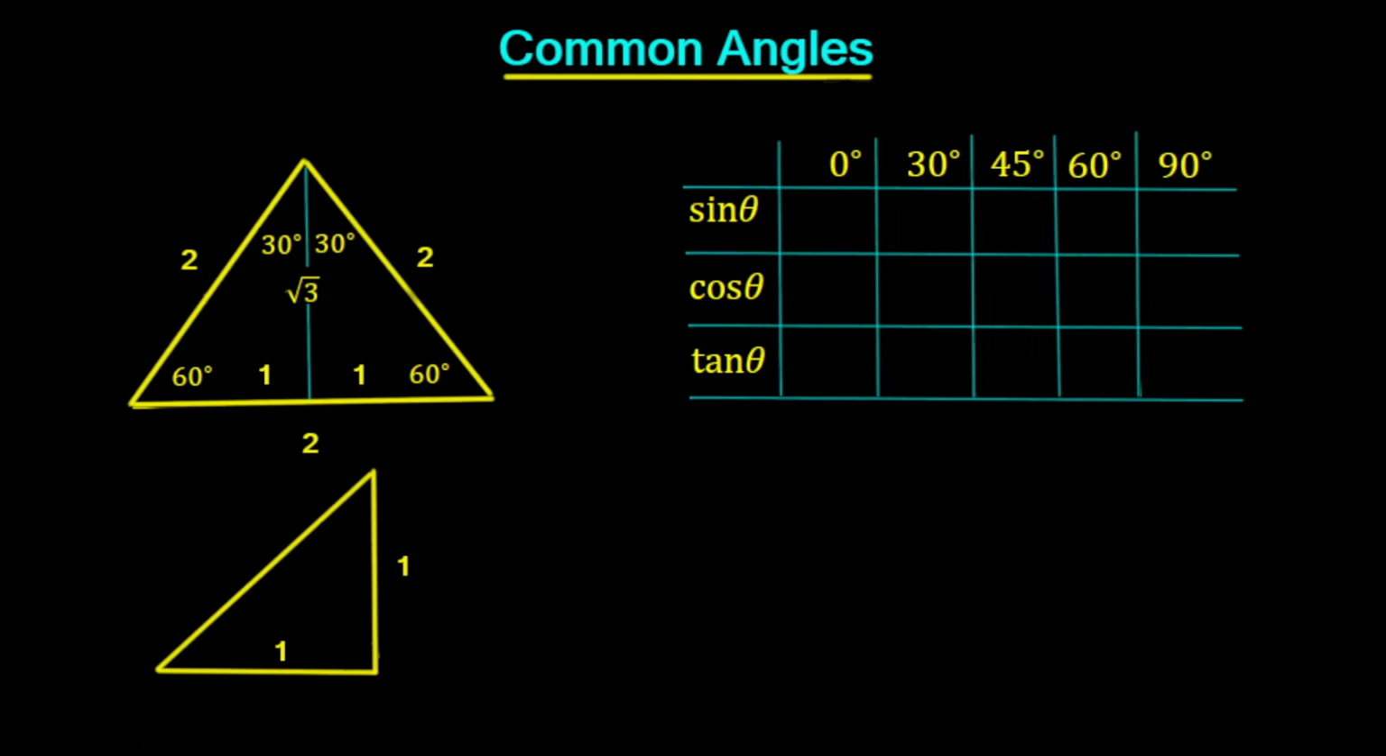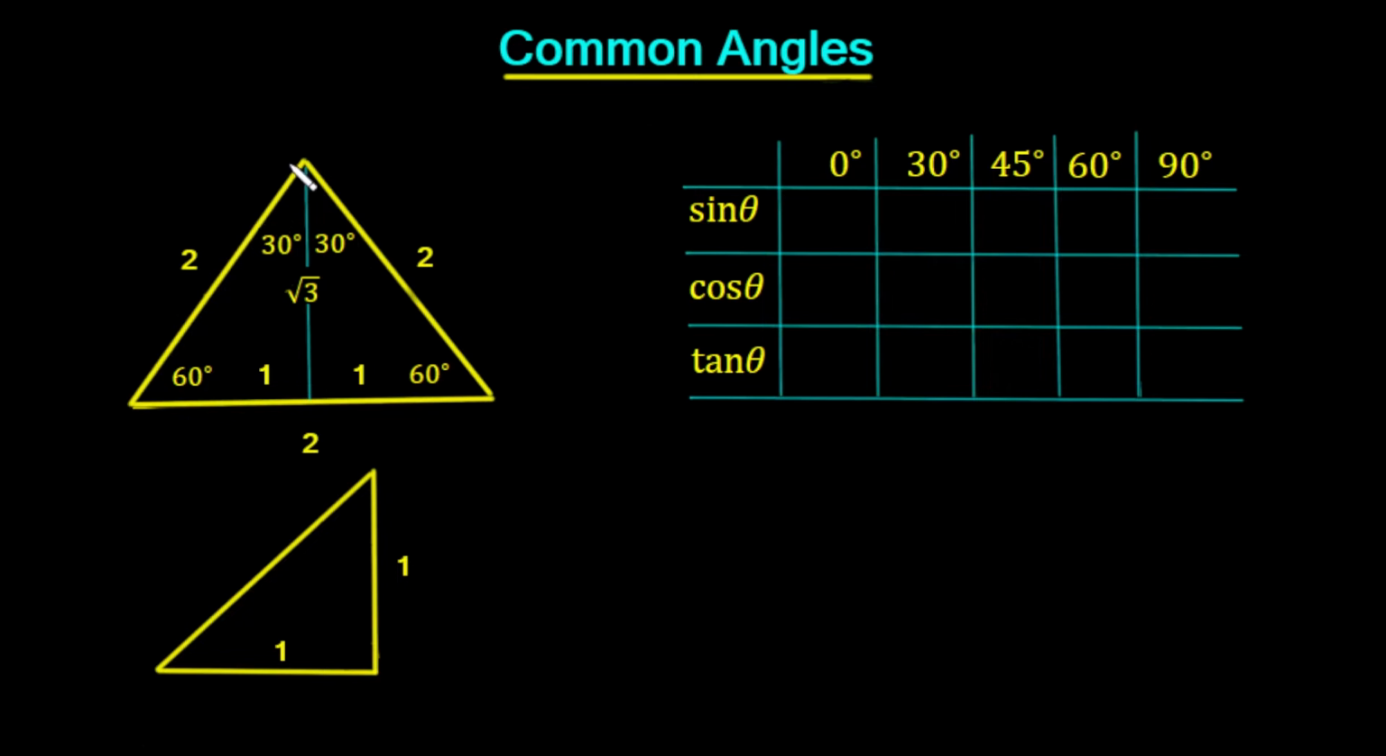A useful thing to be able to do is derive the sine, cosine and tangent for some common angles. So here are the common angles: 0, 30, 45, 60 and 90 degrees. And here is a method that we're going to use in order to be able to derive these for ourselves without using the calculator. Now we're going to start off with two triangles.